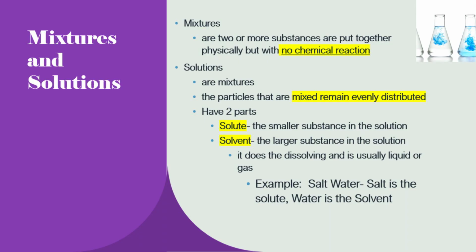Mixtures and solutions. A little more terminology here. A mixture is where two or more substances are put together physically without a chemical reaction. A solution is a mixture, but the particles remain evenly distributed. And there are two parts. A solute, which is the smaller substance in the solution, and the solvent, which is the larger substance in the solution. The solvent does the work of dissolving the solution.